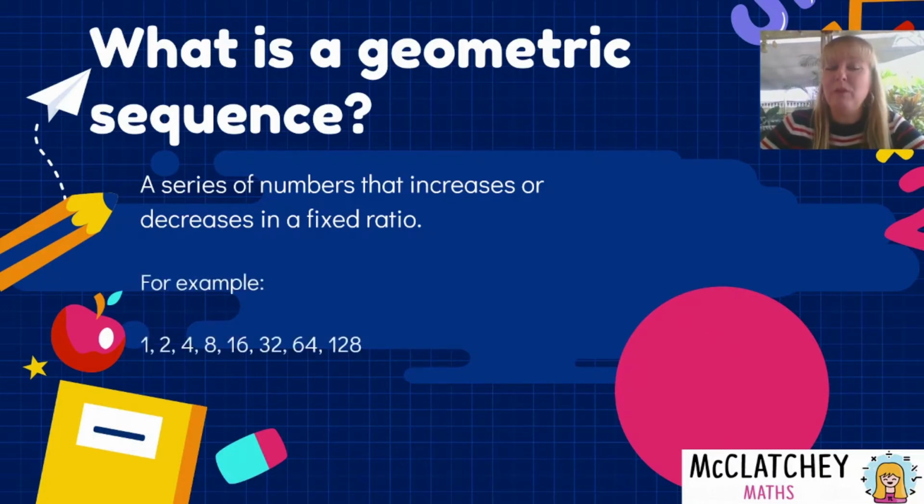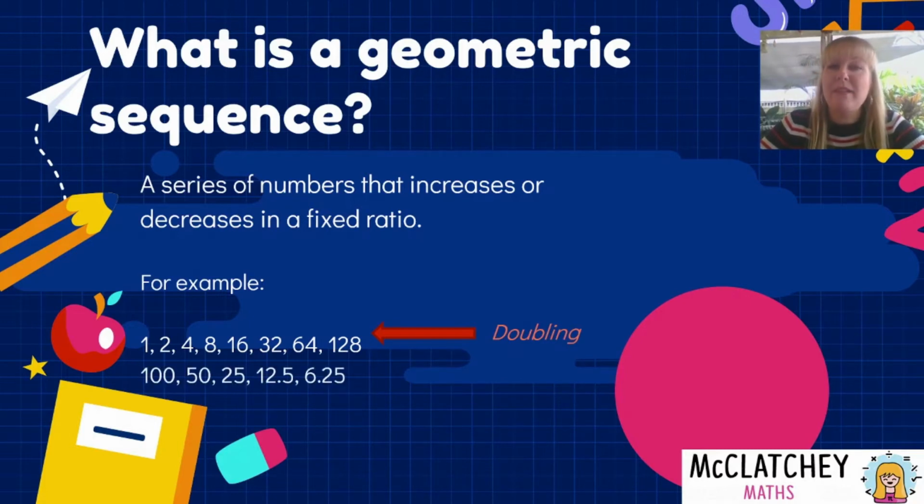So here is an example of what that could look like. 1, 2, 4, 8, 16, 32, 64, 128. Now if you tried to apply your theories about arithmetic sequences to this, you would notice that there is a difference of 1 between the first two, a difference of 2, and then a difference of 4. So it's not going up by a fixed amount. However, if we take that second term and divide it by the first term, we'll see that what's actually happening here is that it's doubling all the way up in the sequence. It's being multiplied by 2.